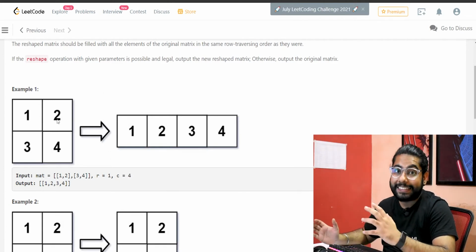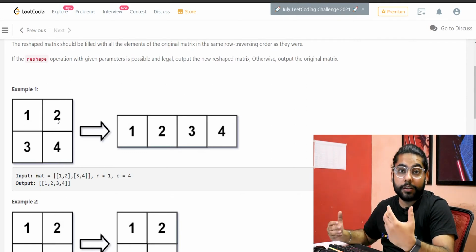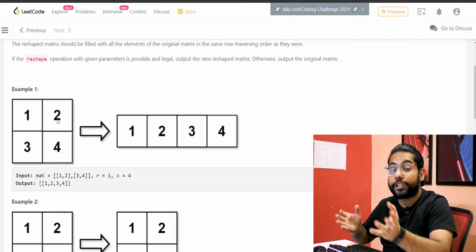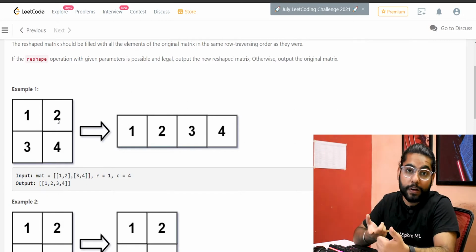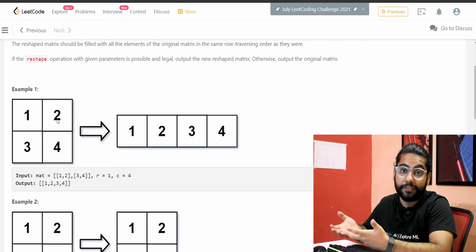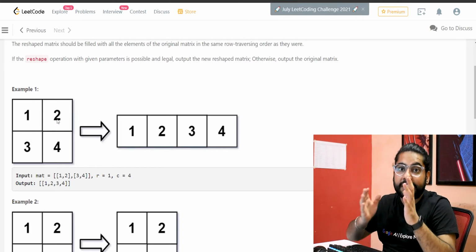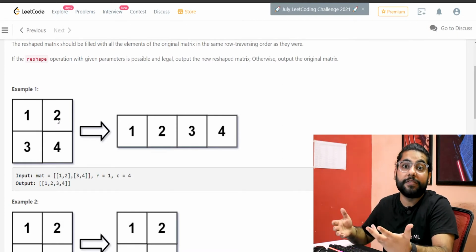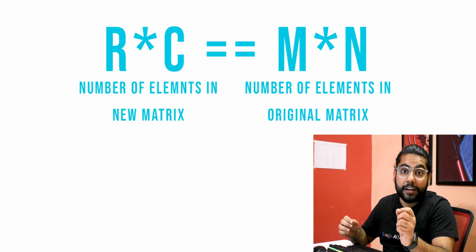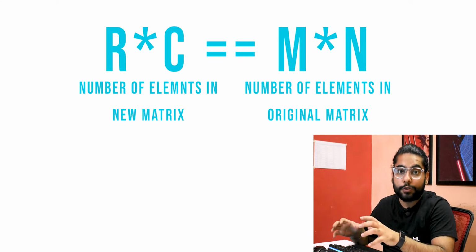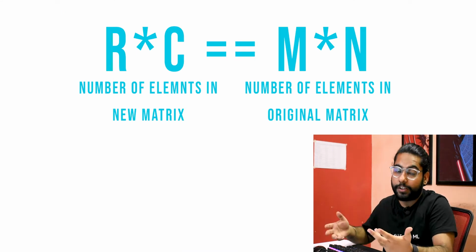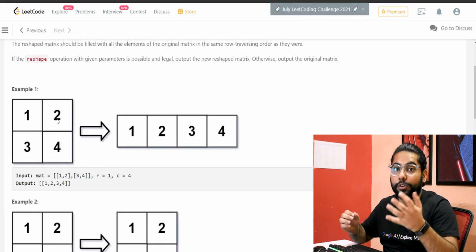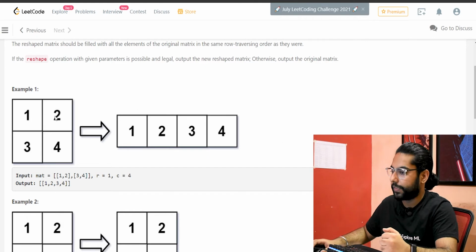And what makes a matrix legal is that the amount of data that is already present in the original matrix is not changed in the new matrix, that is, no value is removed or no new empty value is added. That means the size of the new matrix should be equal to the previous matrix. So this gives us a very good clue that the r cross c of the new matrix should be equal to the m cross n of the previous matrix. Otherwise, we'll just simply return the original matrix. So this gives us a very good clue that we can further use in our problem.